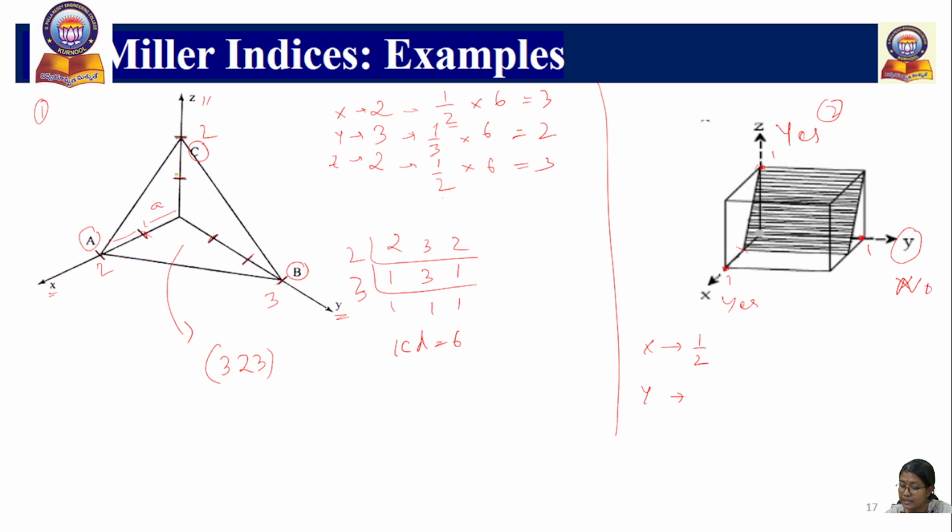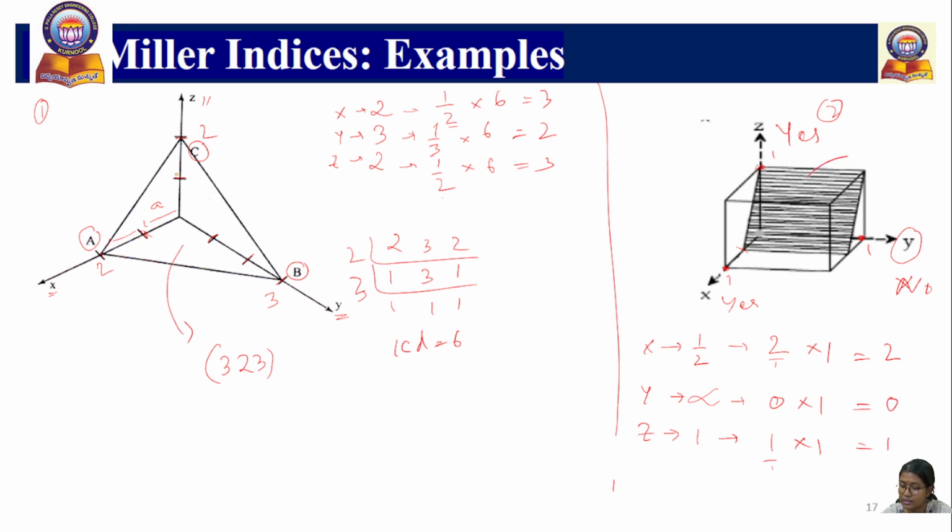Along the y-axis, is it cutting anywhere? It is parallel to y. So the rule for Miller indices: if it is not cutting any axis, what should we take the intercept? Not cutting means the intercept is infinity. Along the z-axis, it is cutting at 1. So the next step is finding the reciprocal. Reciprocal of half, 2. Reciprocal of infinity, 0. Reciprocal of 1, 1. Now what is the least common denominator? It will be 1 only. If we multiply with 1, we get 2, 0, 1.